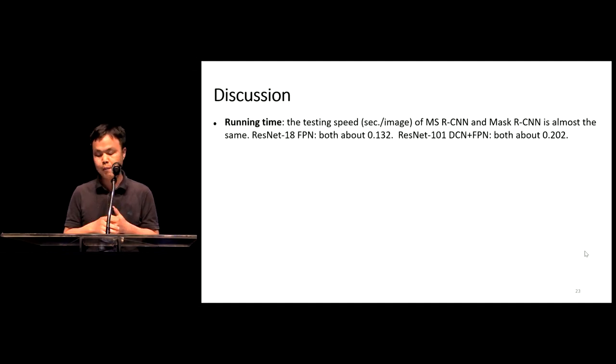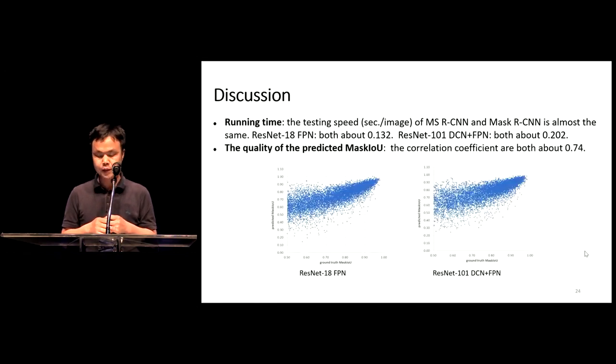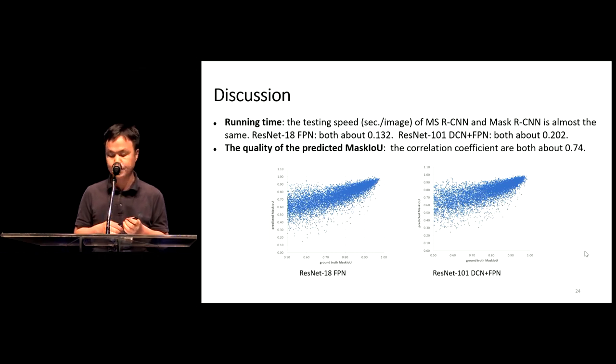Finally, we made some discussion about the running time. Compared to Mask R-CNN, the testing time is basically the same, whether using ResNet-18 or ResNet-101. For the quality of the predicted mask IoU, as shown in the figure, there is a good correlation between the predicted mask IoU and the ground truth mask IoU. For ResNet-101 and ResNet-18, the correlation coefficients are both 0.754. It indicates that our predicted mask IoU is of high quality and insensitive to different backbones.